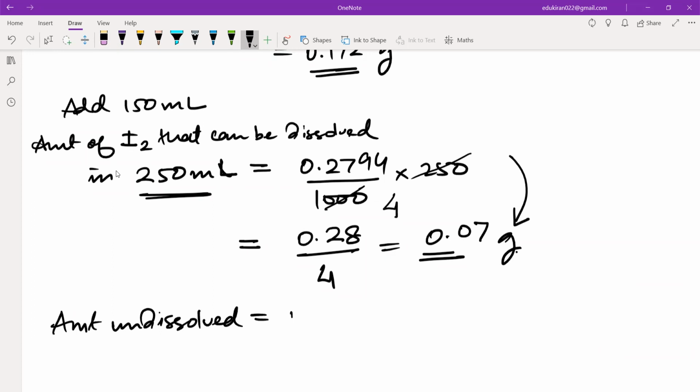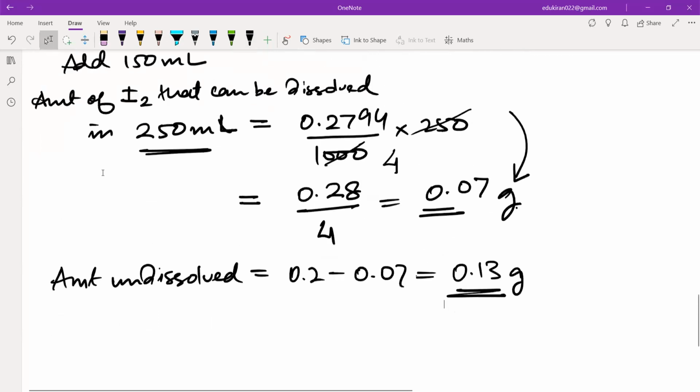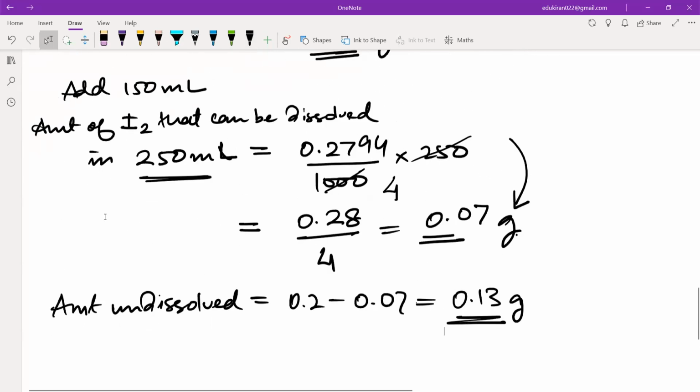Which is equal to how much? 0.2 minus 0.07, which is equal to 0.13 grams. Right? This is undissolved. Now, one thing I want. Okay, fine. You want to write this? How much have you written? Tell me. How much have you written?